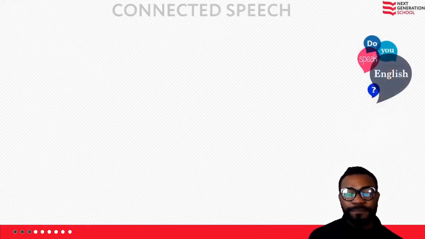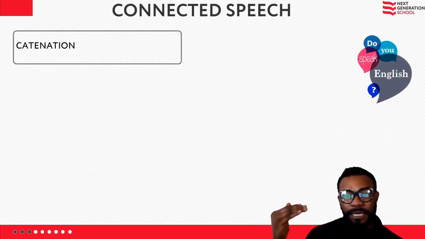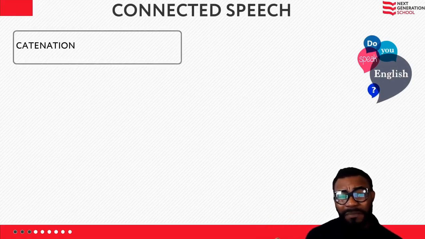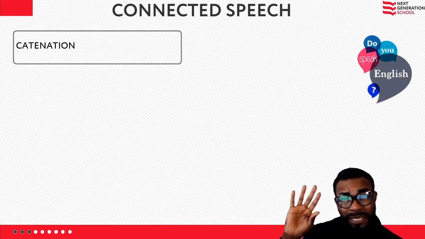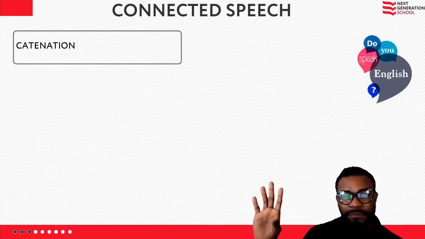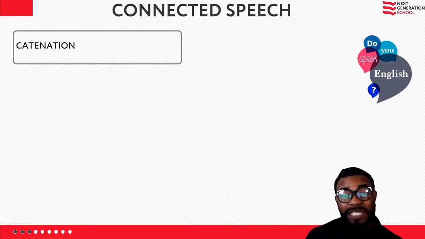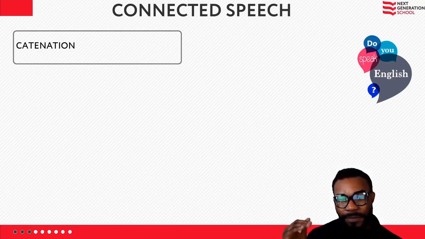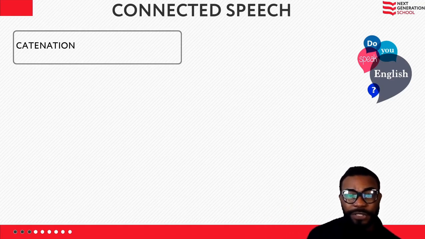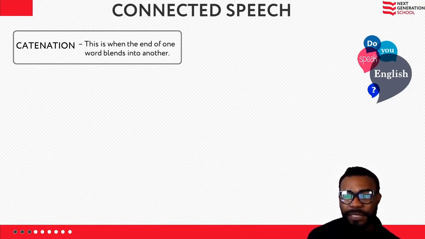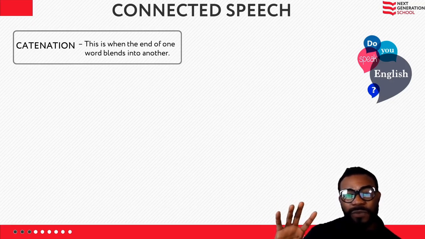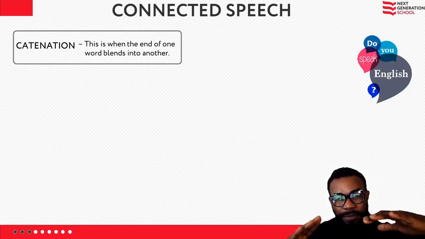So let's begin. The first is catenation. Now, you don't have to worry about the terms, the theories, not really, because I will explain each principle, and all you have to focus on is the practice aspect of the lesson. The theory is not very important. So what is catenation? Catenation is when the end of one word blends into another.